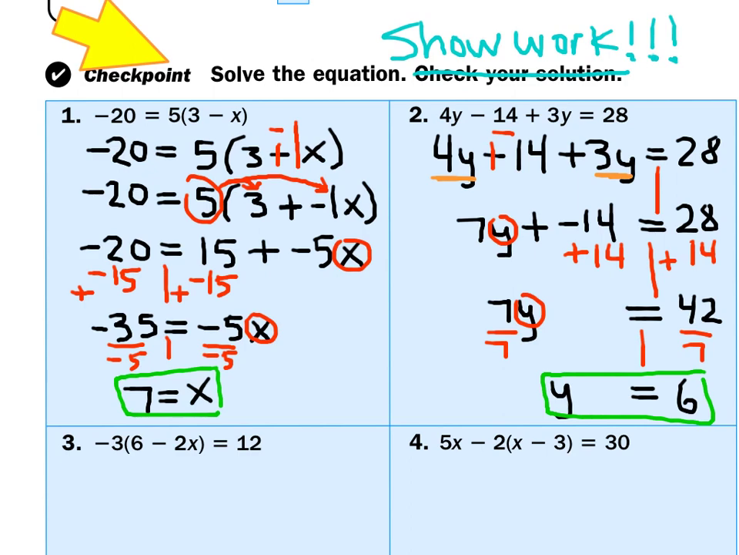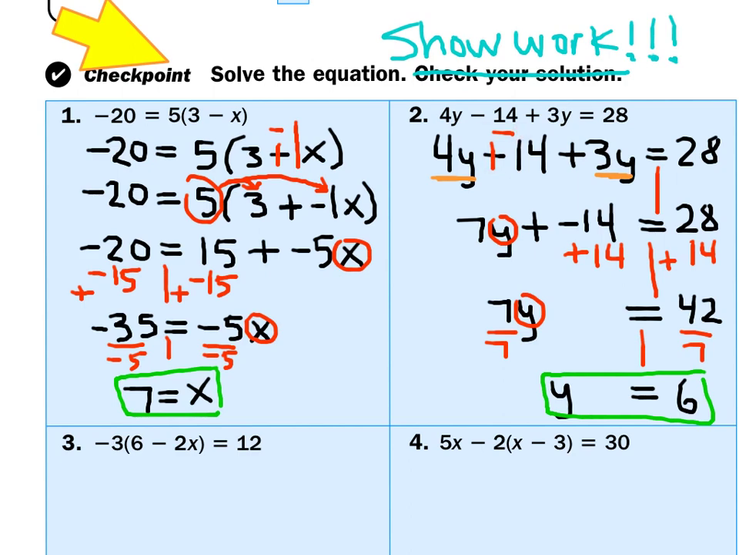Now take a look at number 2. So copy it the way they gave it to us. 4y minus 14 plus 3y equals 28. Now notice how I'm using orange first because we have to combine like terms first. But with my red, I added a line and changed the sign in front of the 14.